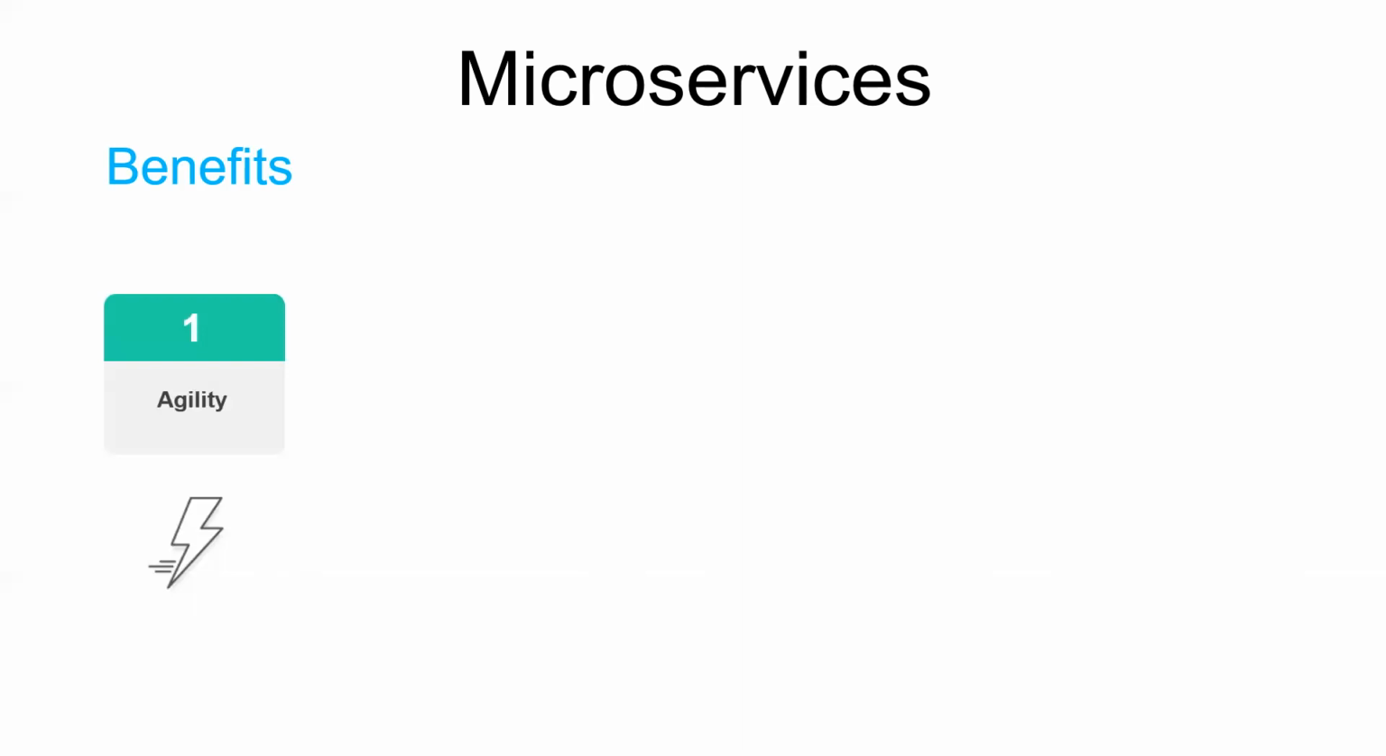The second benefit is technological freedom. Microservices architecture doesn't follow a one-size-fits-all approach. Teams have the freedom to choose the best tool to solve their specific problems. As a consequence, teams building microservices can choose the best tool for each job.